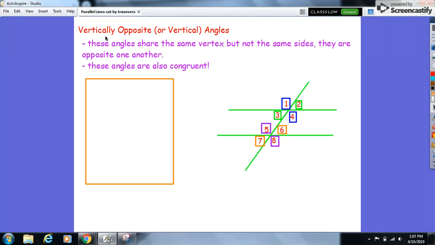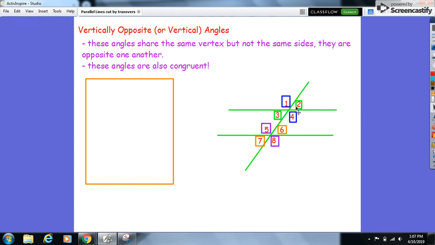Next, we've got what are called vertical angles, or angles that are vertically opposite. These are angles that share the same point, but they do not share the same side, so they cannot be next to each other. 1 and 2 would not be vertical angles because they share the same side. However, if you look closely, angle 2 and angle 3 are connected right here, but they're only connected by that vertex. They don't share the same side.